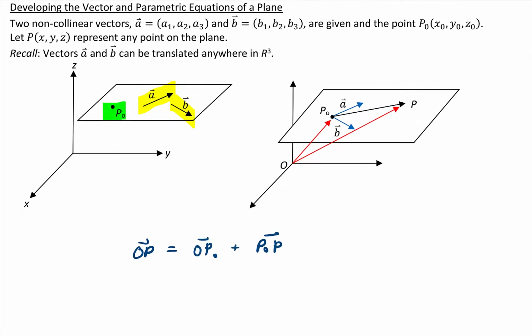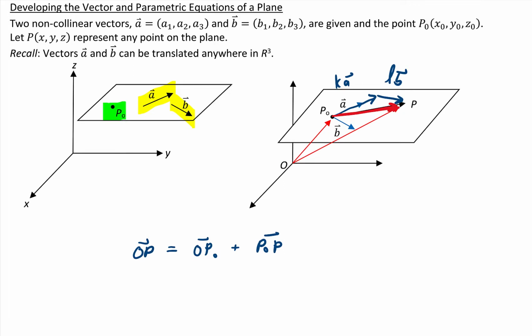So how does this help? Remember, we have 2 vectors in our diagram. We have A and B, which are in the plane. So we can take some scalar of A, add it to some scalar of B, and that would be the same thing as vector P naught P, this vector right here. So again, we're going to take some scalar of A, let's say Ka, add it to some scalar of B, let's say Lb, and that's equivalent to vector P naught P.